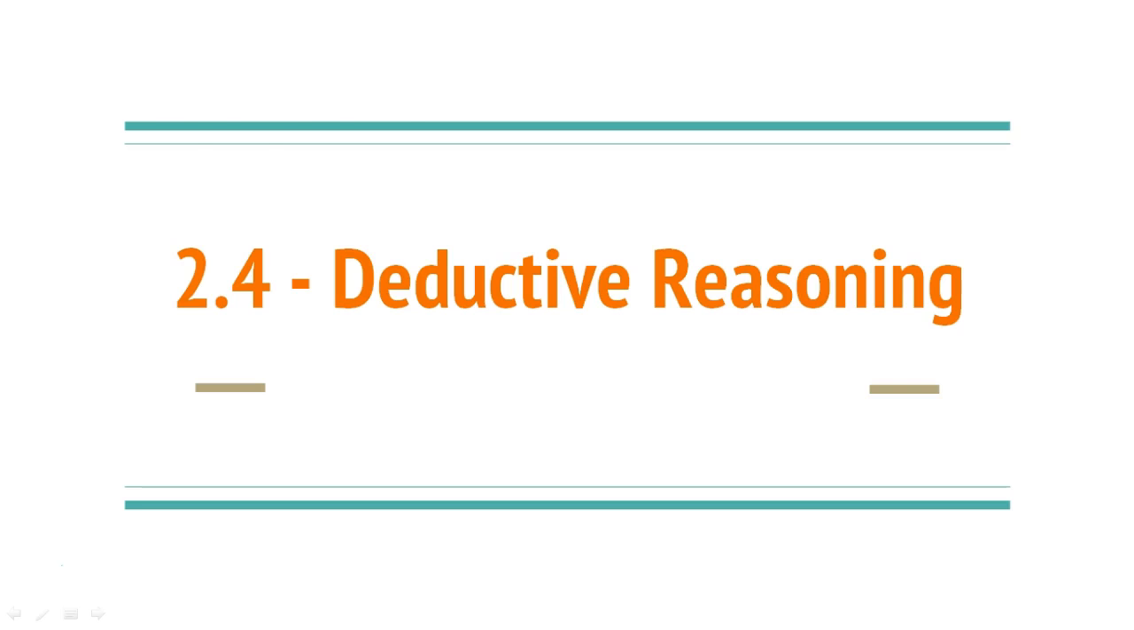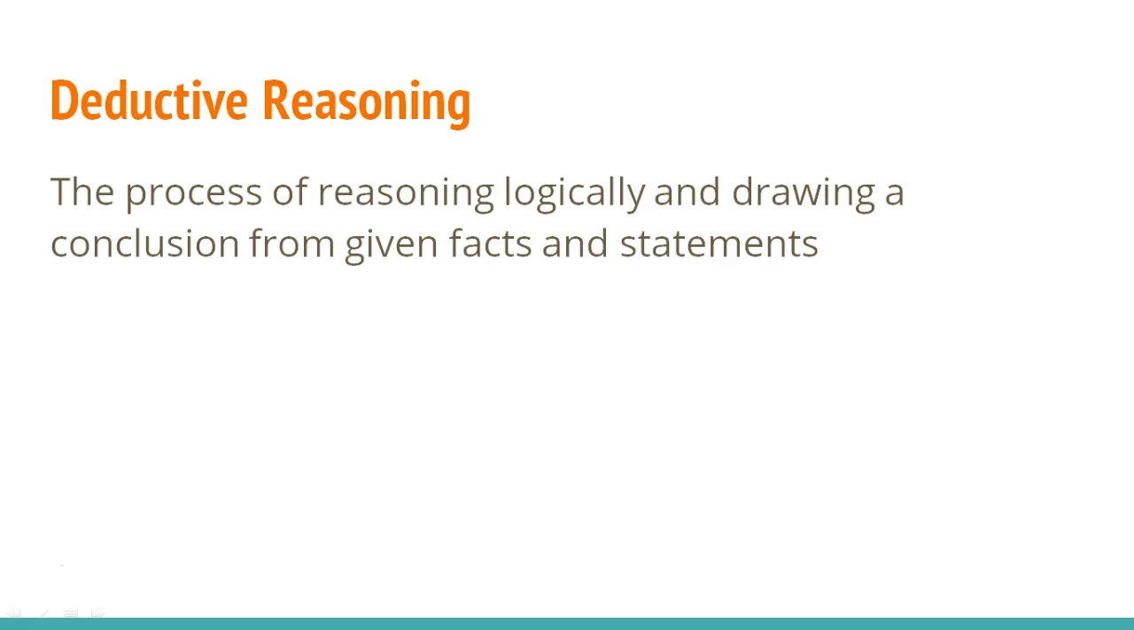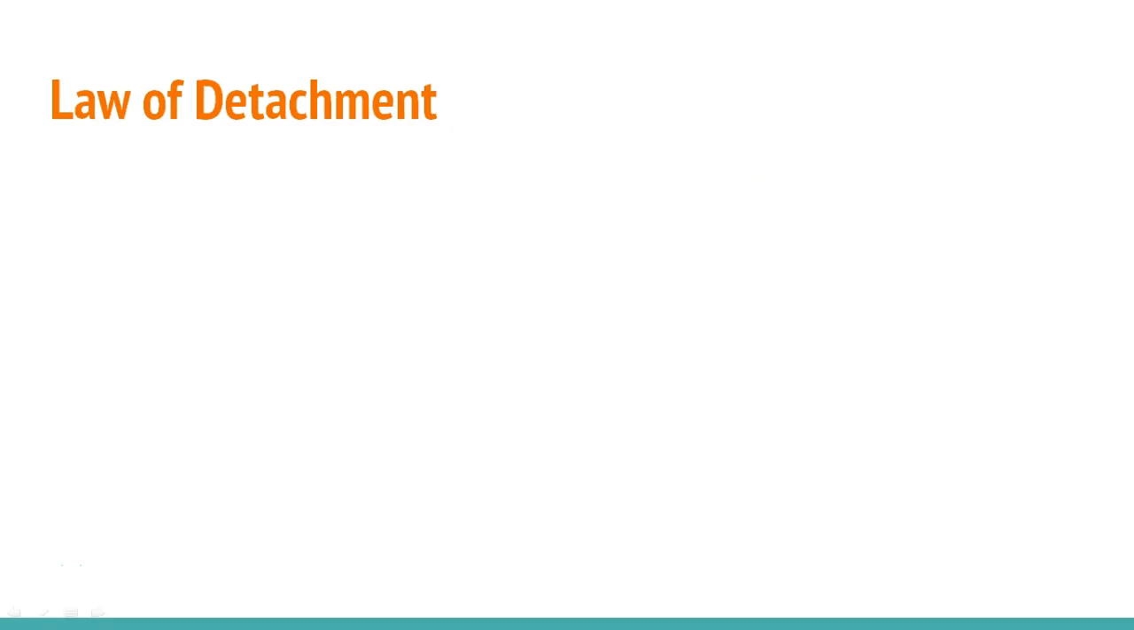The definition of deductive reasoning is the process of reasoning using logic and drawing a conclusion from given facts and statements. Before, with inductive reasoning, we were using patterns that were given to us, whereas here we're just going to be using facts and statements. And from within that, there are two different laws that we're going to look at. The first one is called the law of detachment.